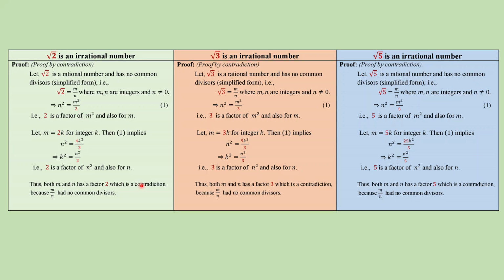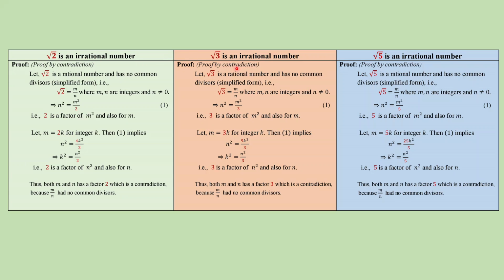This is a contradiction. Why? Because at the beginning we assumed that there is no common divisor, but here we found that m and n have the divisor 2, a factor 2. So this is a contradiction. So root 2 would not be a rational number. That means root 2 is an irrational number.